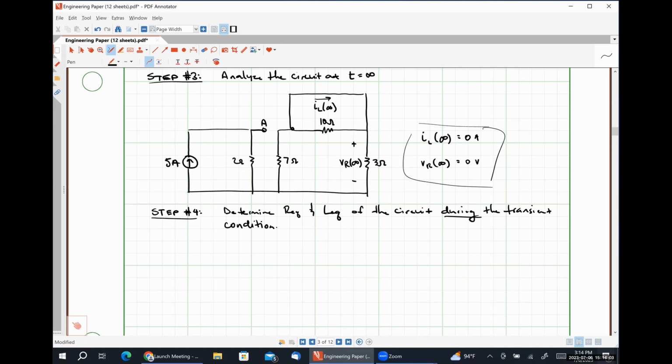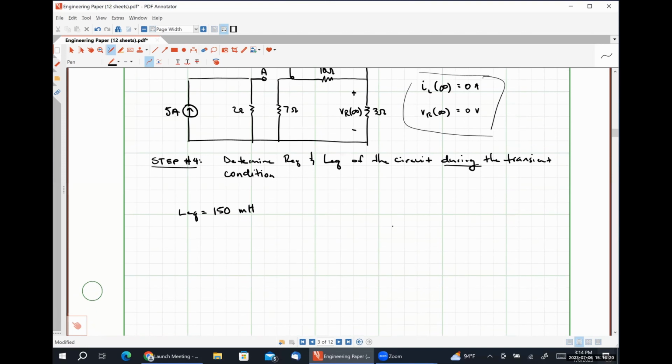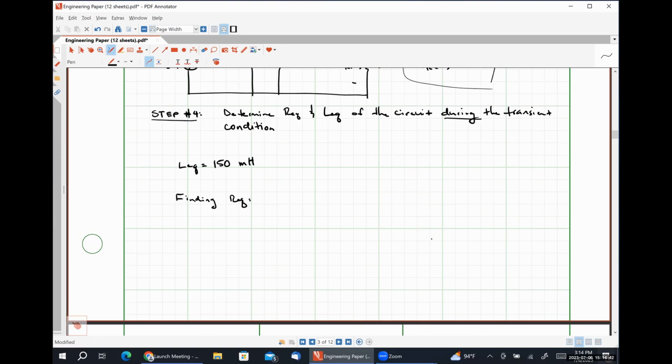All right, so let's start with the easy one here. I firmly believe that LEQ is 150 millihenries because it's the only inductor in the circuit. So that one's pretty straightforward. To find REQ, we are going to find the Thevenin equivalent resistance seen by LEQ. So during the transient condition, let's just go through this step by step. I have a 5-amp source in parallel with a 2-ohm resistor. This terminal is open circuited. Here I have a 7-ohm resistor.